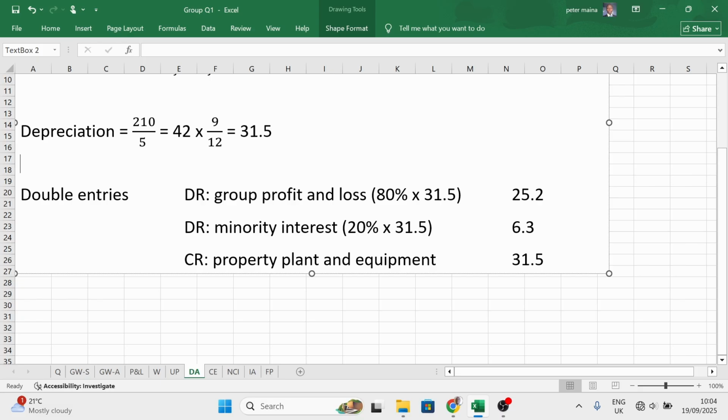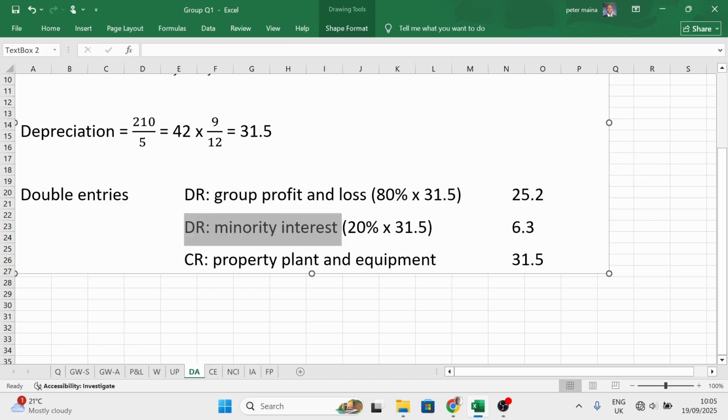So once we have the depreciation adjustment, the entries we are going to make are as shown here. If the asset belonged to the subsidiary, then minority must be included. But if the asset belongs to the parent, then we don't consider the minority. So we are going to debit group profit and loss with the share of the parent, 80% of that 1.5, which will give us 25.2.